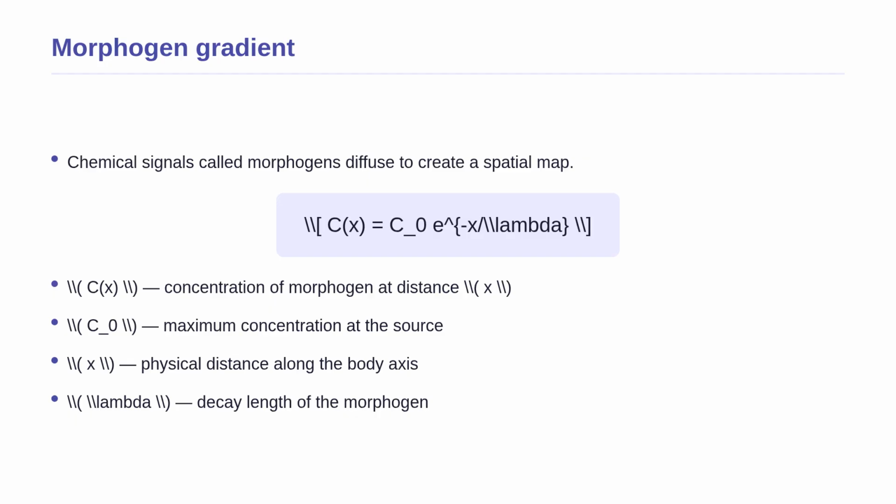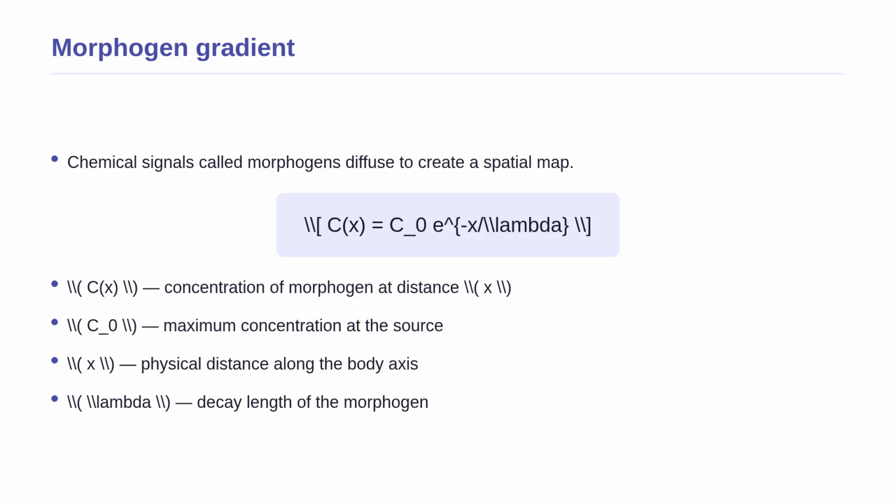To understand how cells in a hydra know whether to become a head or a foot, we must look at the chemical signals guiding them. These signals are called morphogens, and they diffuse through the body to create a concentration gradient. We model this using an exponential decay formula.